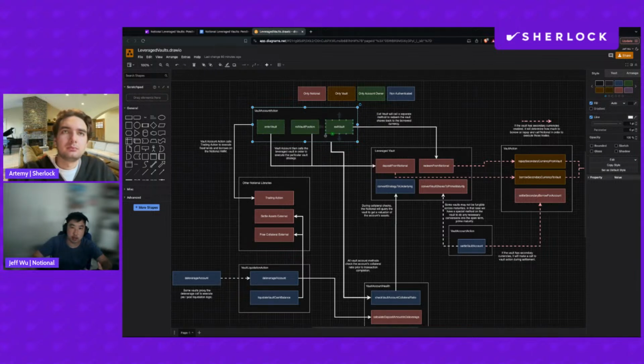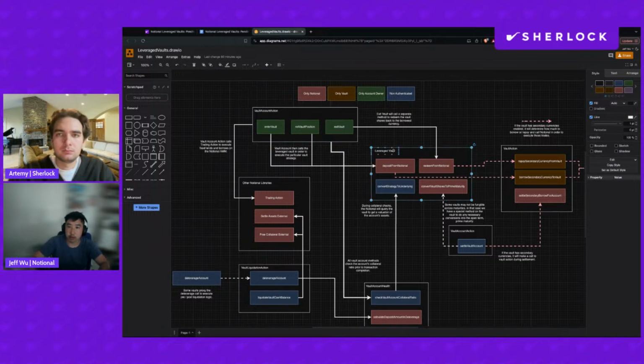So we discussed enter and exit. Roll vault position is mostly for managing your fixed rate maturity. In Notional, unlike other protocols, we allow borrowing at variable rates and potentially multiple fixed rate maturities. So roll position just allows the account holder to switch their maturity, switch their borrow type.